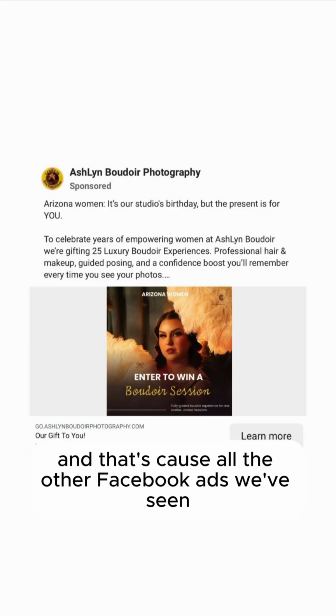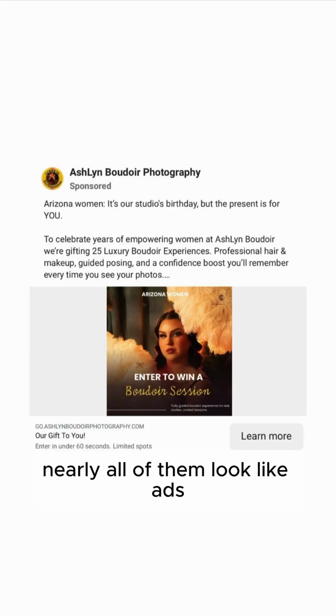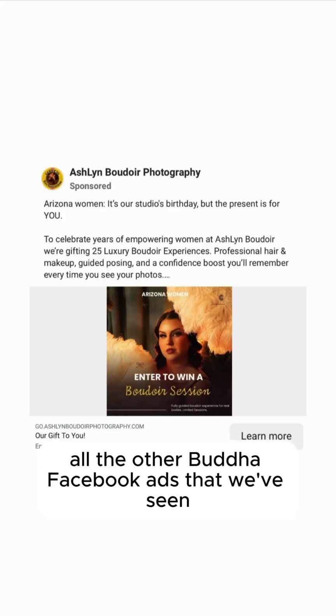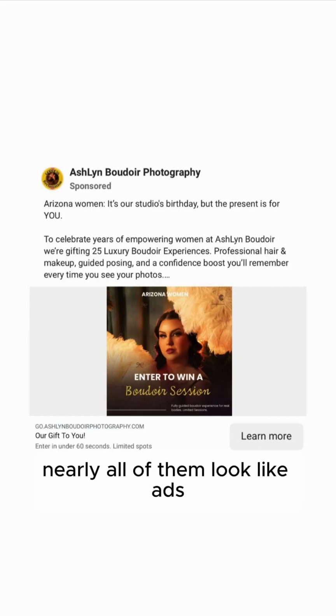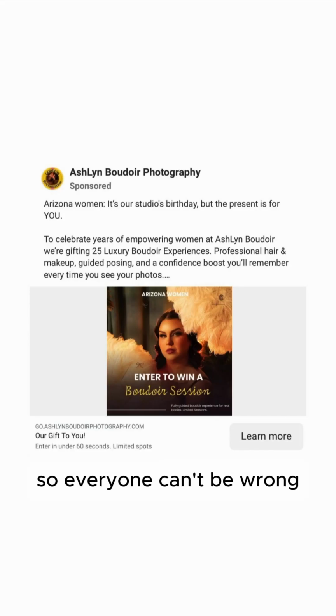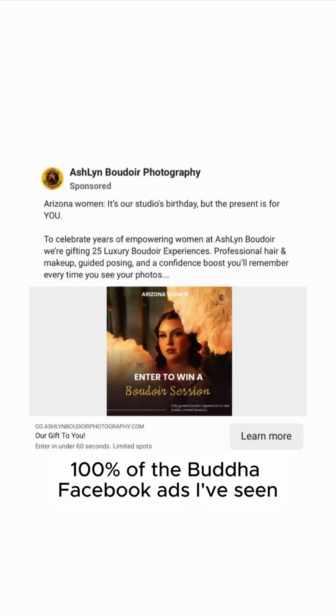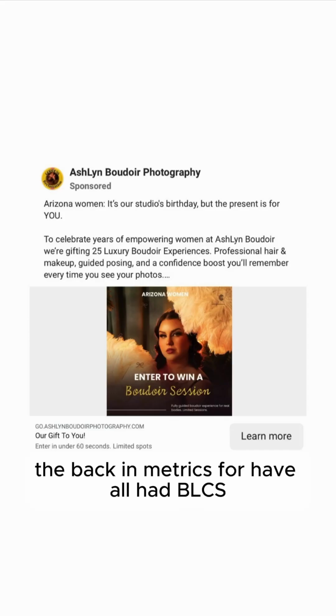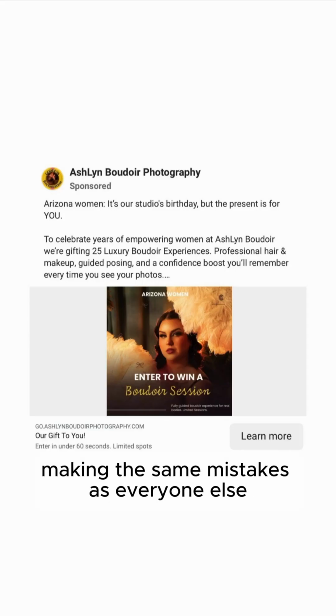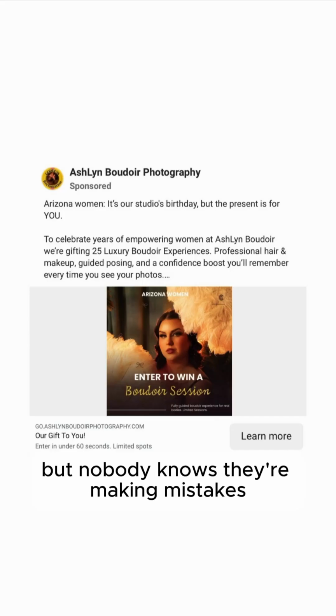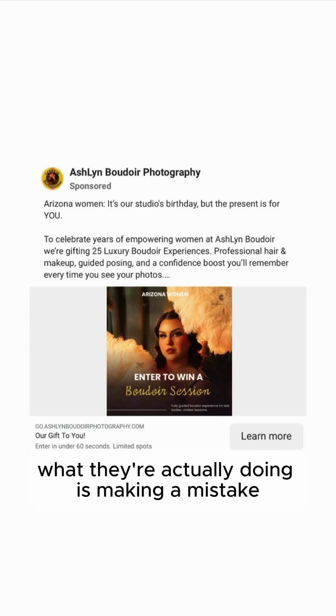That's because all the other Facebook ads we've seen, nearly all of them look like ads. All the other Boudoir Facebook ads that we've seen, nearly all of them look like ads. So everyone can't be wrong, can they? Well, 100% of Boudoir Facebook ads I've seen the backend metrics for have all had BLCS, because everyone is making the same mistakes as everyone else, but nobody knows they're making mistakes.